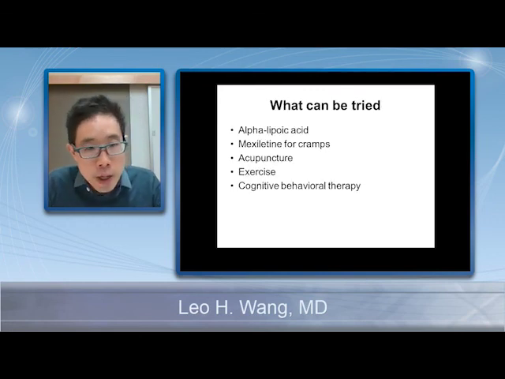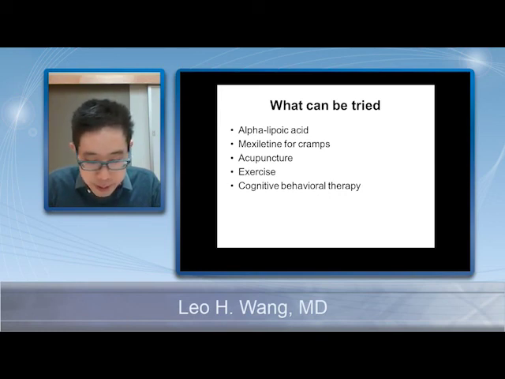In terms of what can be tried, alpha-lipoic acid was found to be helpful as a supplement that one can get over-the-counter in supplement stores. It was tried in German populations with diabetic neuropathy and appeared to help. Mexiletine is a medication that has been repurposed for cramps. It has some really good evidence that it's helpful for cramps. If patients have predominant symptoms of cramps, this is something that could be helpful for them. Acupuncture, exercise, and cognitive behavioral therapy have been tried and been successful.